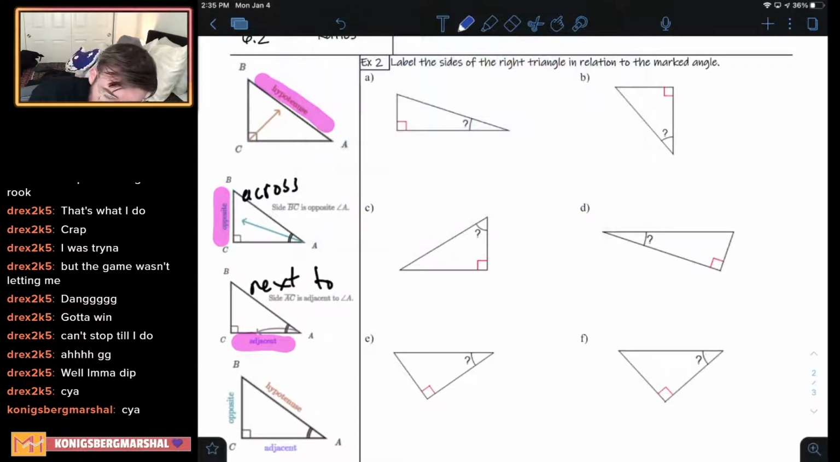So when we look at this angle, what is across from the angle? This side. That's the opposite side. What side is next to it? This one. And which one's the hypotenuse? This one.